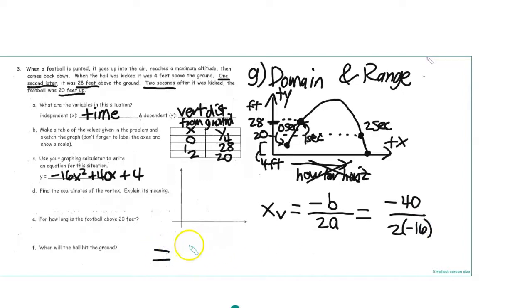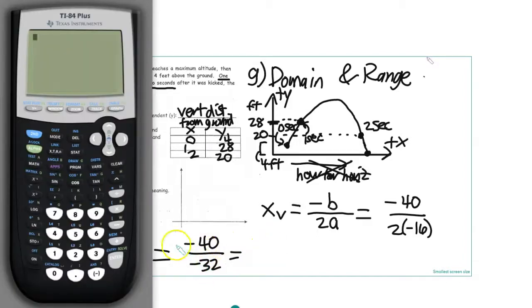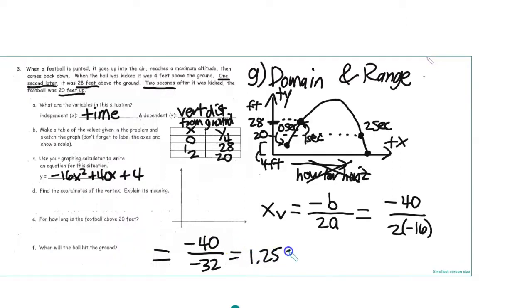Okay, so we get negative 40 over negative 32. All right, so negative over negative is what sort of a number? Positive. And then we're just going to do 40 divided by 32 and put that in lowest terms. So you get 1.25, but let's get that as a fraction. So that's 1.25 seconds, which is the same thing as 5/4 of a second.